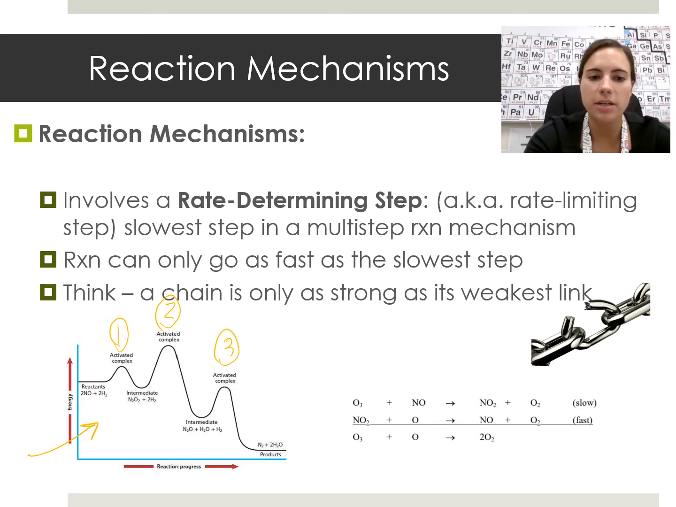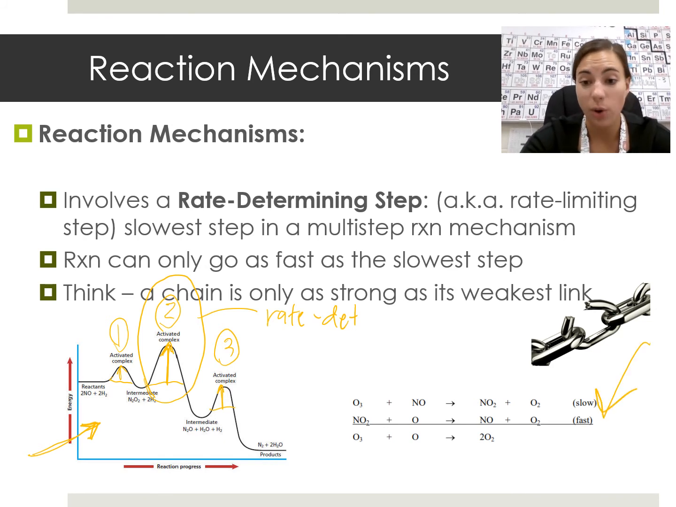And our rate determining step is going to be the step with the greatest activation energy, because the higher the activation energy, the slower the reaction. So what that means for this reaction is that step 2 is my rate determining step because it is the slow step. On most questions, you'll be able to determine the slow step either from the reaction diagram and seeing which one has the highest activation energy, or you will literally just be told which step is slow and which step is fast.